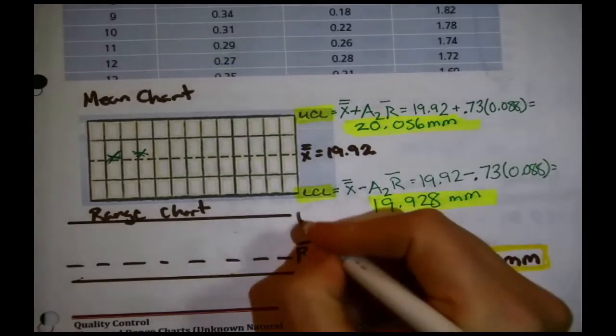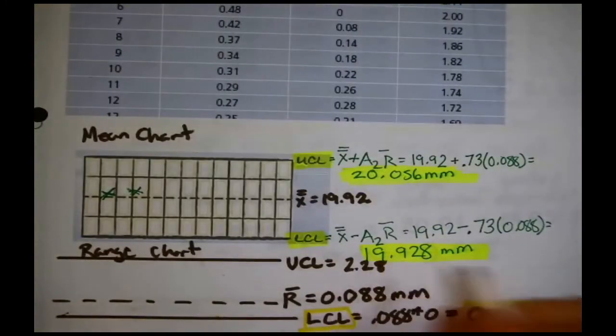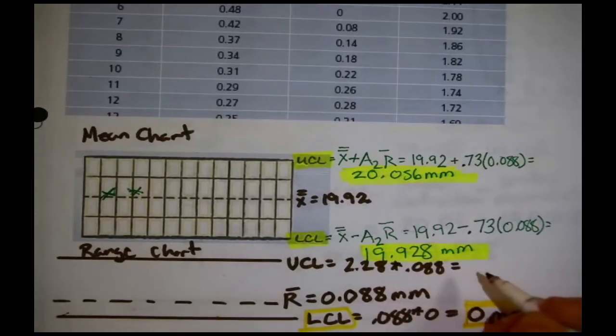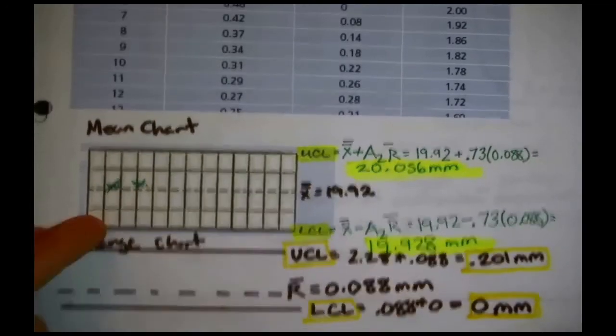The upper control limit, though, I do have to do a little bit of multiplication here. I can't do in my head 2.28 times 0.088, I get 0.201 millimeters. So now I have a chart that in the future, when they plot the ranges, will tolerate everything from no range in a sample, where they'd be absolutely identical, all the way up to a range of 0.201 millimeters.